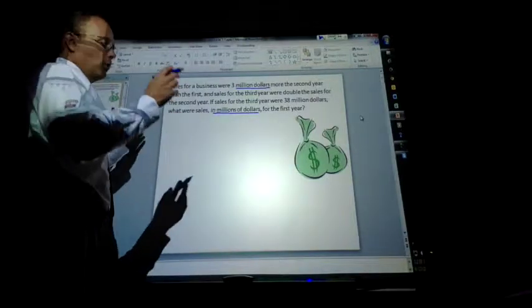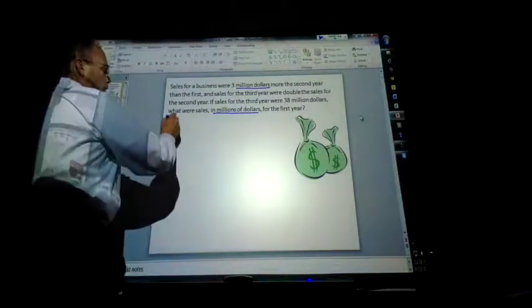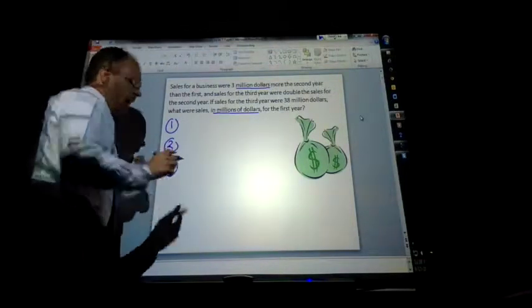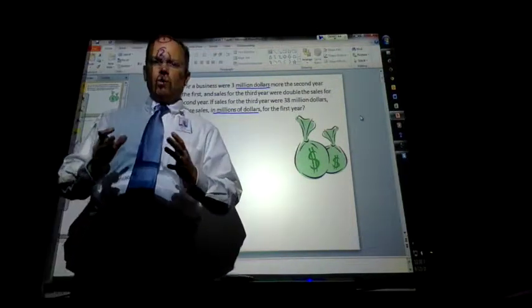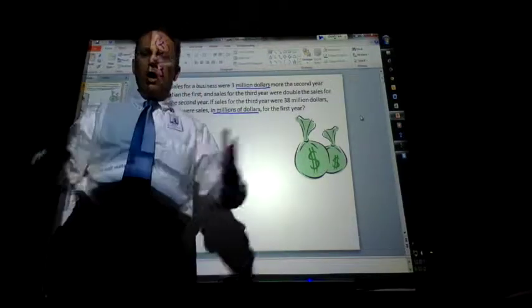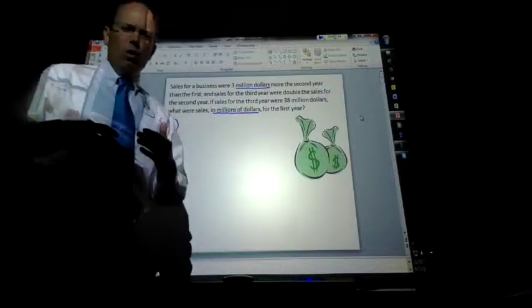So we're talking about 3 different years. I'm just going to label. We have our first year, we have our second year, we have our third year, and we need to develop some sort of equation for each of the years so we can compare them. If we add them all up, we would have our total sales, but that's unknown right now.